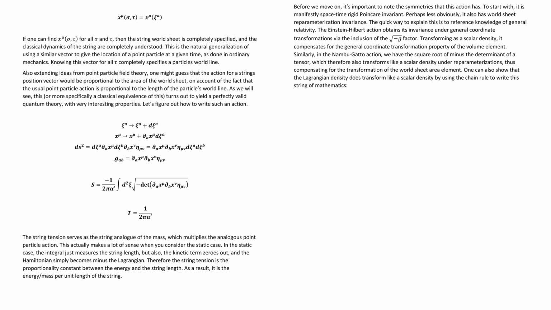Similarly, in the Nambu-Goto action, we have the square root of minus the determinant of a tensor, which therefore also transforms like a scalar density under reparameterization, thus compensating for the transformation of the world sheet area element. One can also show that the Lagrangian density does transform like a scalar density by using the chain rule to write this string of mathematics.